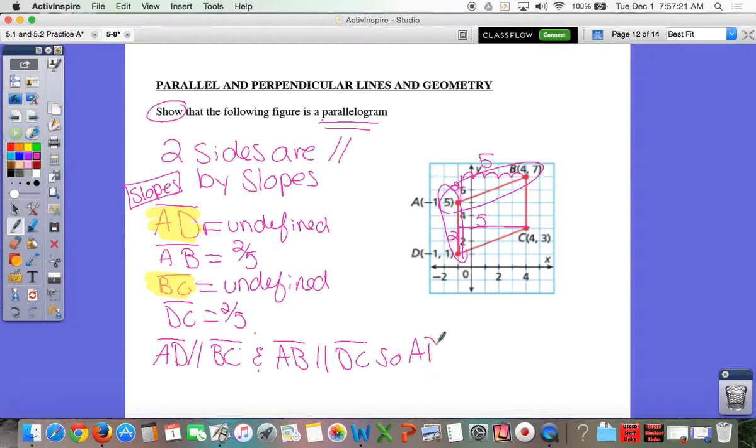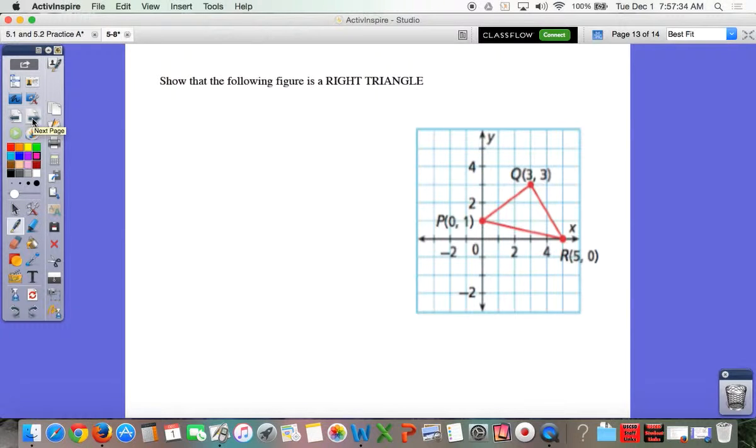So ABCD is a parallelogram. You cannot say it's a parallelogram unless you show your slopes. You have to show all of this part. The last thing shows it's a right triangle. So you need one right angle, which comes from two perpendicular lines.